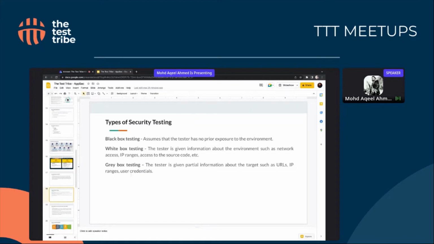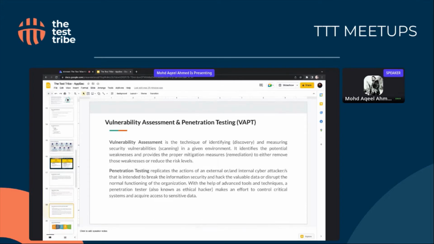In gray box testing, the tester is given partial information, such as target information or user accounts, but not the actual code. So these are the types of security testing that we do, and you must have heard about the term VAPT.